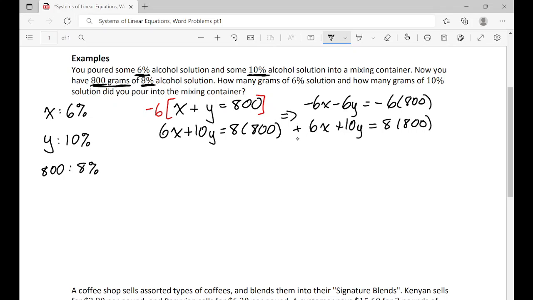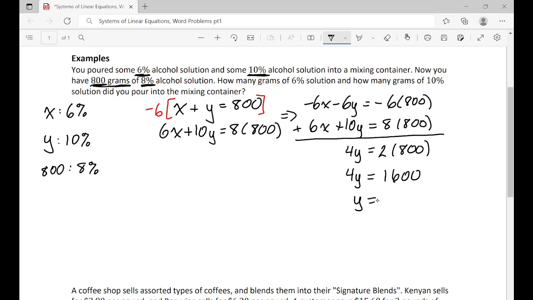Now I can just add these together and eliminate x. So the x's go away, the y's become 4y, and it equals -6 plus 8, which gives you 2 times 800. Now I can multiply the 2 and the 800 together. 4y equals 1600, and then divide both sides by 4. Y is going to give me 400. So I now know what y amount I need. I need 400, but now I need to find x.